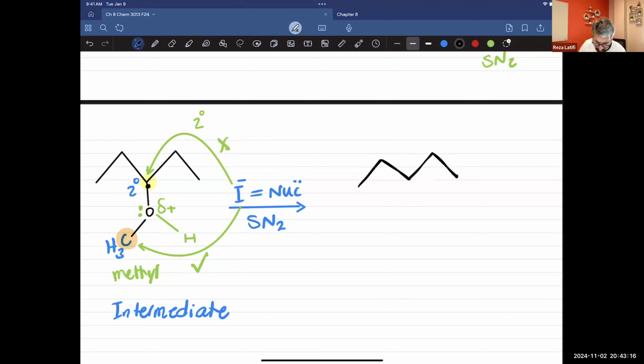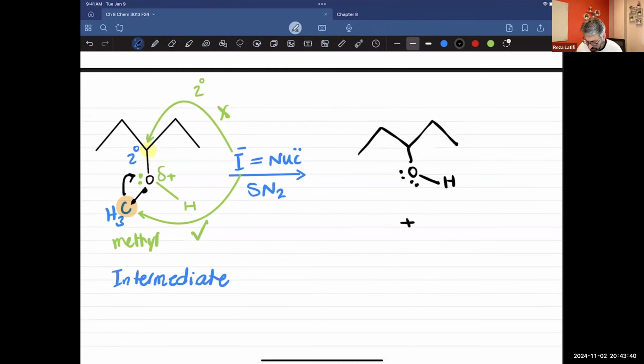Those two electrons will stay attached to oxygen, so nothing will happen to them. But these two will be given to oxygen, and oxygen will leave as alcohol. So here you go, I have oxygen with hydrogen, and it will have two lone pairs. So I got alcohol. Another product will be the CH3 attached to iodide, and iodide was our nucleophile.